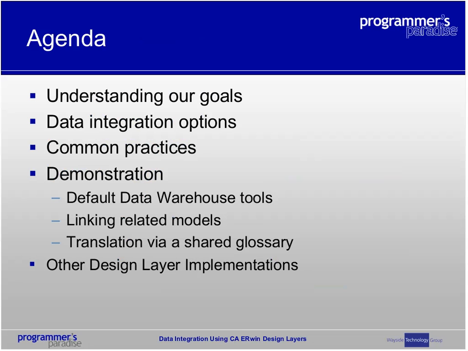So the agenda for today is we're going to understand what our goals are going to be overall. We're going to look at different data integration options, these common practices that we're going to find across the board with all these different options. And then we're going to actually do 3 demonstrations. One is going to be using the default data warehousing tools that are built into the ERwin software. Then we're also going to use the linked models to build relationships between unrelated models. And then lastly, we're going to look at using the glossary to actually build translations between models to let us share different international models via the mapping of the glossary terms to one central physical model. And lastly, we'll just review some other possible design layer implementations.